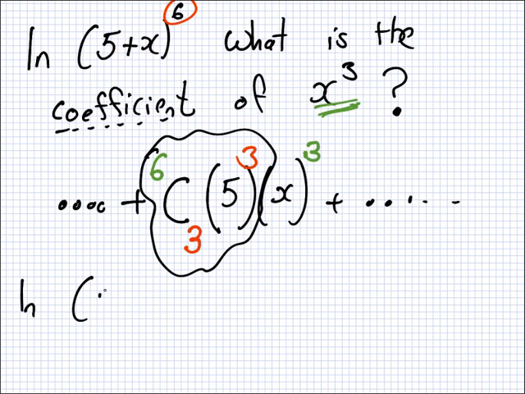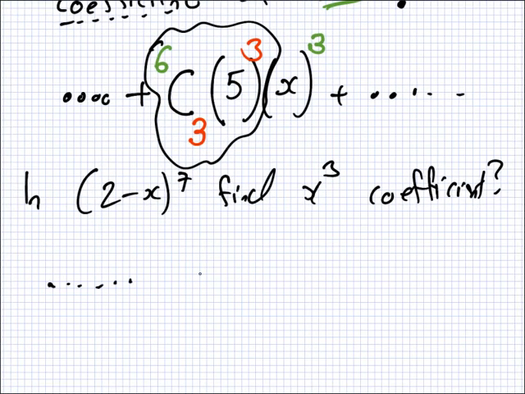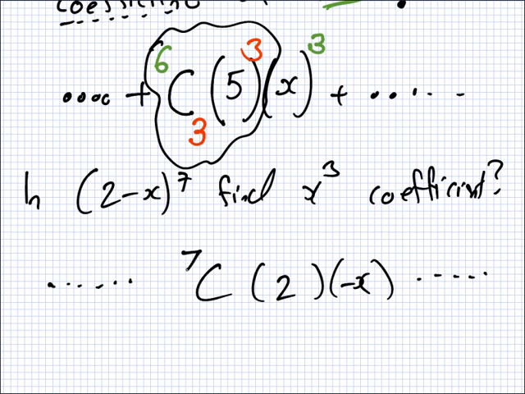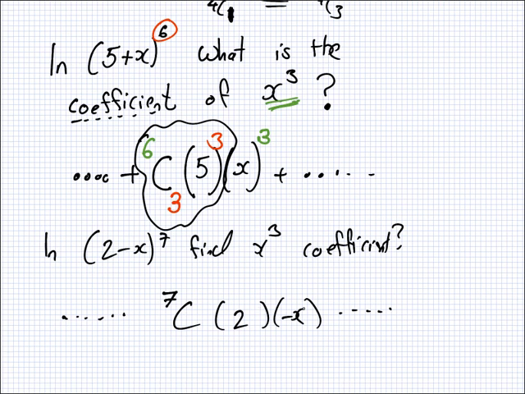So in (2 minus x)^7, find the x cubed coefficient. Right, let's do this one together. So, dot, dot, dot, C, bracket, bracket, dot, dot, dot. What goes in each bracket? 2 minus x. Okay, here? 7. And then we know one of the powers. 4. Which? Here, 4. Yeah, well, this one is 3, and then this one must be 4. And here, 4 or 3, you'll get the same answer.